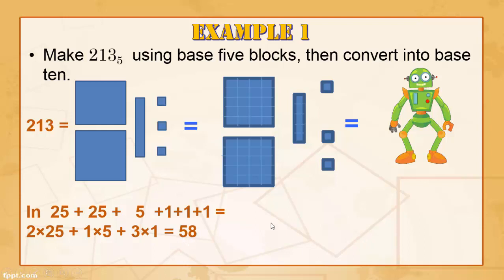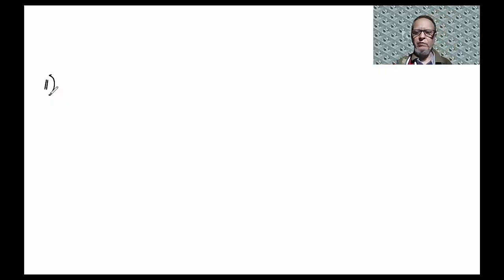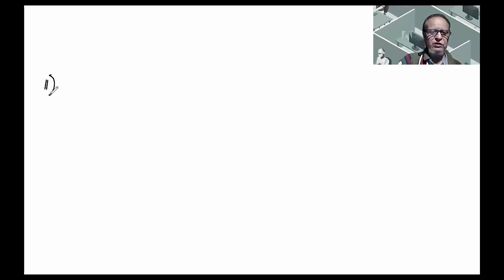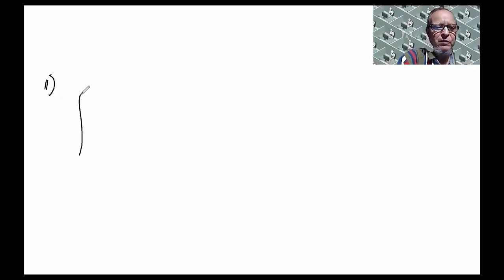Now, another way to do this, besides using blocks, because as things become more and more complicated, blocks can be very, very cumbersome. So we want to be able to do it using a table. So let us go to the whiteboard and show how we can do it more simply by just using a table. In example number 1, I'm now going to work out what I did in blocks. I'm going to use a table. So I'm going to make a table.